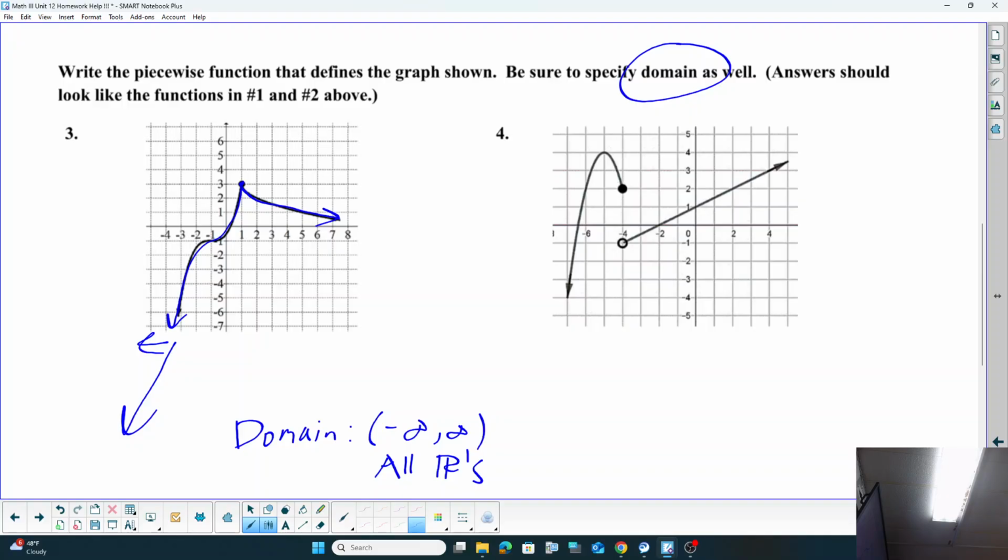This one too seems to be negative infinity, positive infinity, because even though at -4 there's a problem, I mean, I don't know. I guess you could put negative infinity and positive infinity for the domain.